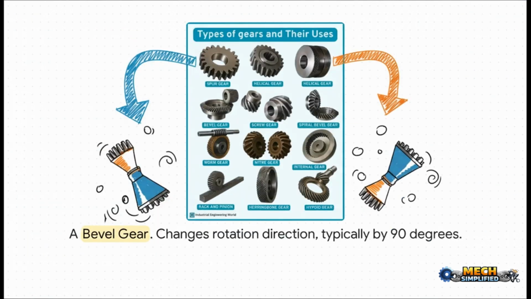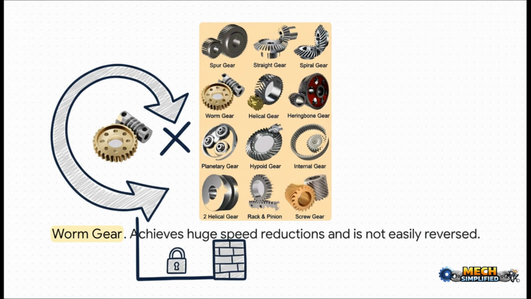Okay, but what if your shafts aren't parallel? What if you need to turn a corner with all that rotational power? Well, that's exactly where the bevel gear comes in. See how its teeth are on a cone shape? That lets it change the direction of rotation, usually by a perfect 90 degrees. Problem solved. Next up is a really special one, the worm gear.